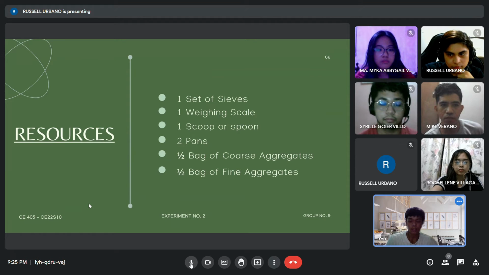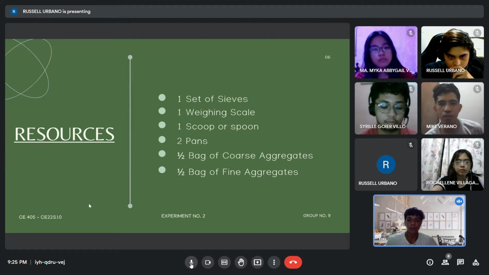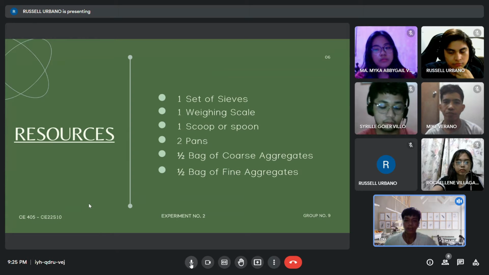Resources that are going to be needed in this experiment are one set of sieves, a weighing scale, a scoop or spoon, 2 pans, 1/2 bag of coarse aggregates, and 1/2 bag of fine aggregates.